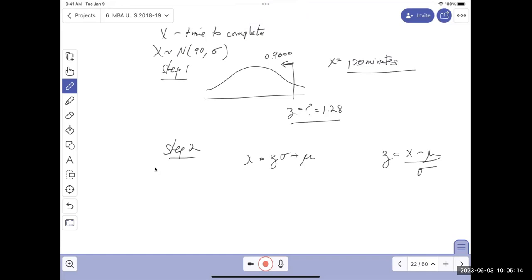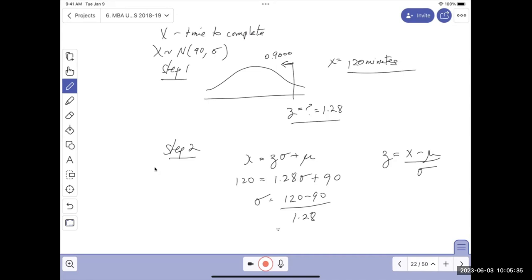So if I use this way, I'm going to put the 120 here. The z is 1.28. Sigma, I don't know. And mu, I have as 90. So I've solved for sigma. And that's what you do. 120 minus 90 divided by 1.28 will give you the answer.